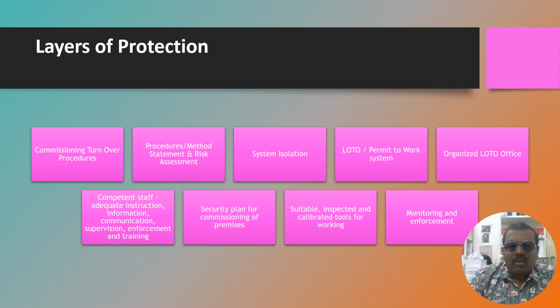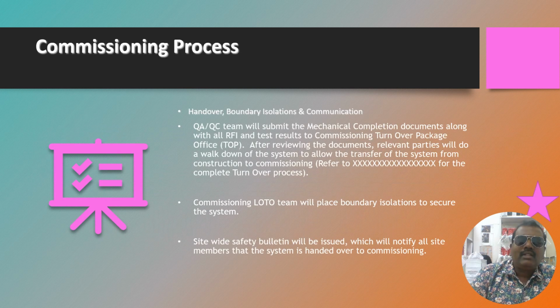Okay, I hope everyone is getting an idea of this, right? So these are some layers of protection, as I said: commissioning turnover procedures, security plan procedures, system isolation, load to perimeter system, organized load to office, monitoring, enforcement. These are examples of the layers of protection. Okay, this slide is what I said about QA/QC, with the commissioning team and the construction team, who should do a walk down like this. Whatever I said is completed in this slide.